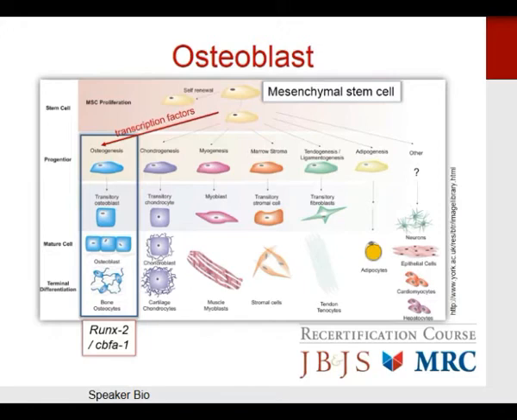Teriparatide, or Forteo, is a synthetic parathyroid hormone used to stimulate osteoblasts in osteoporosis. Other receptors include vitamin D, prostaglandins, and estrogen, and the interplay between these different receptors is important for bone metabolism. You should know that in the postmenopausal state, the lack of estrogen can cause postmenopausal osteoporosis.